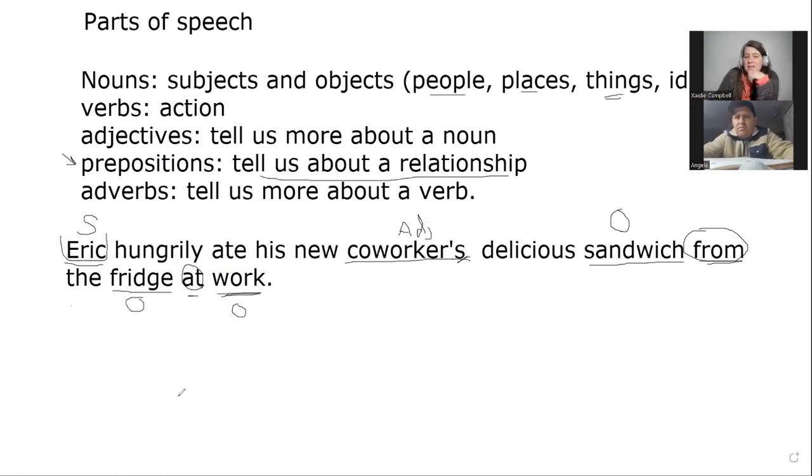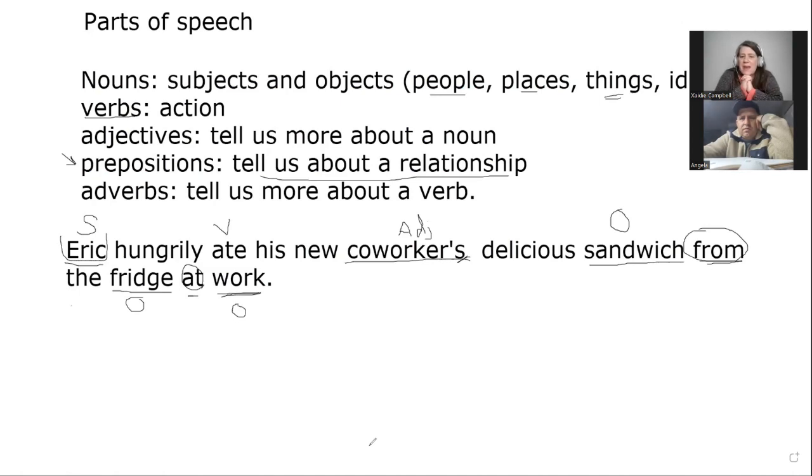So next, let's look for the verb. I'm walking you through this time. I'll write another sentence and you're going to walk me through it. So the action, the verb, what's the verb in this sentence? Ate. Good. That's our verb, and we only have one verb here. That's our action.